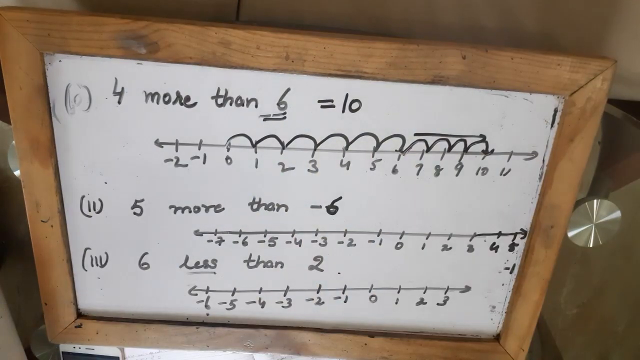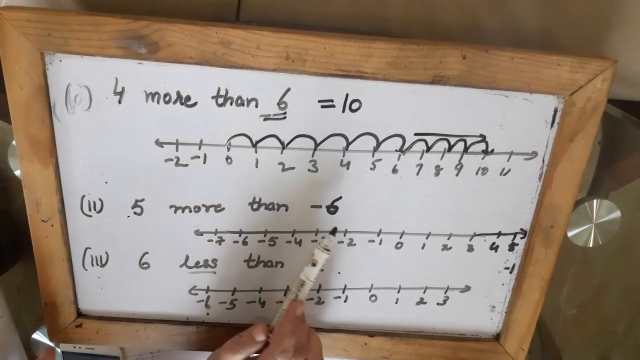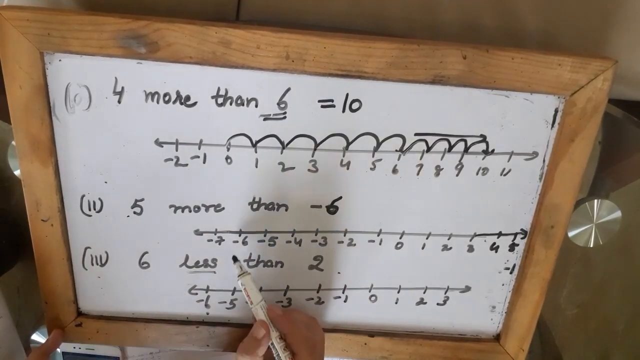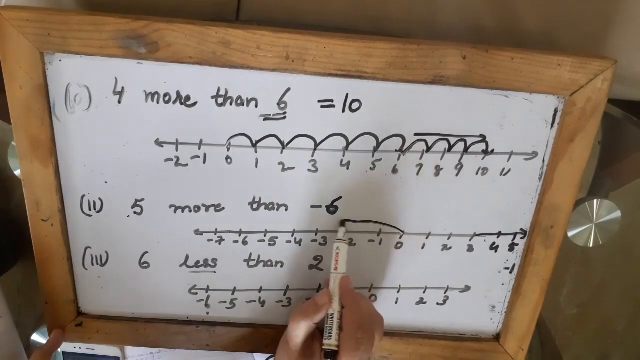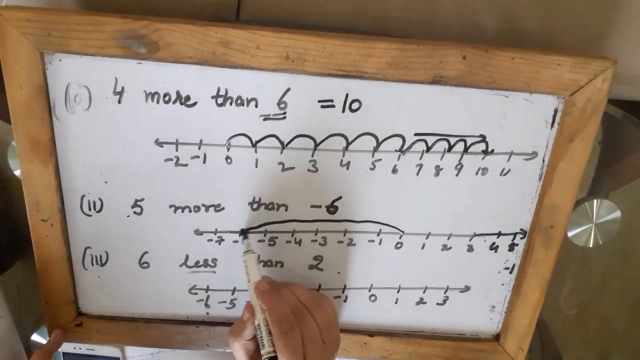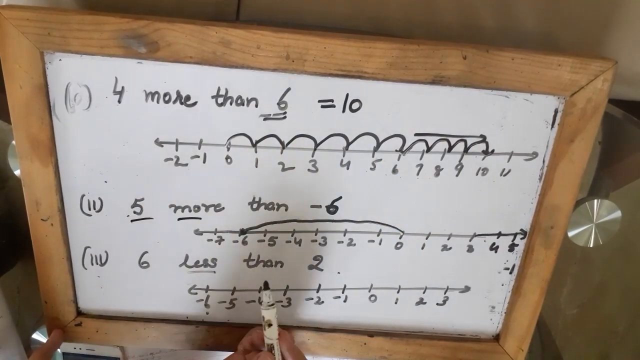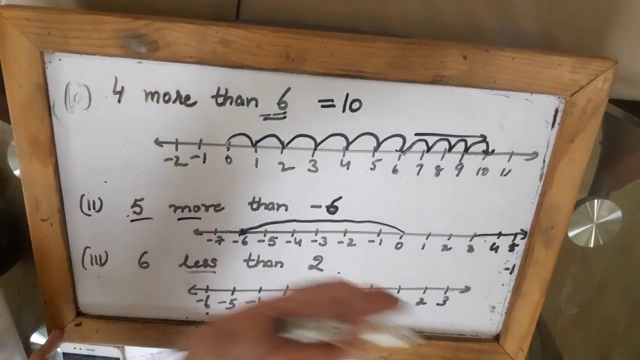The second part says 5 more than minus 6. 5 more than minus 6. So what I'll do is minus 6 is on the left of 0. So I will first go to minus 6 and they are saying 5 more than that, so it means I will move to the right side.